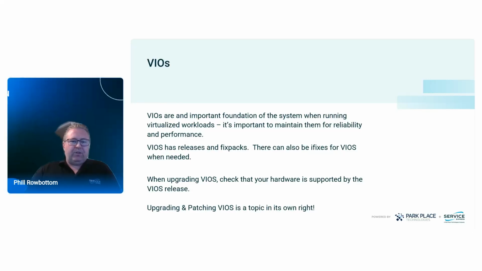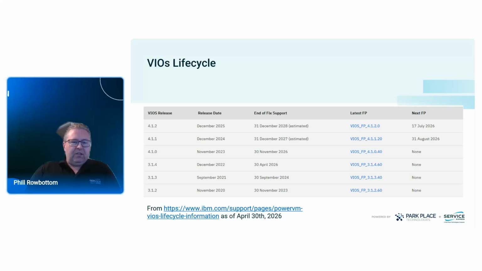So just here, we've got a quick slide on the life cycle of VIOS, the current levels, what's out there, what's still supported. Basically, 4.11 and 4.12 are the still being maintained and updated versions of VIOS. I have seen a roadmap that there will be a 4.2 or something along those lines coming out next year, but that's still a while away.